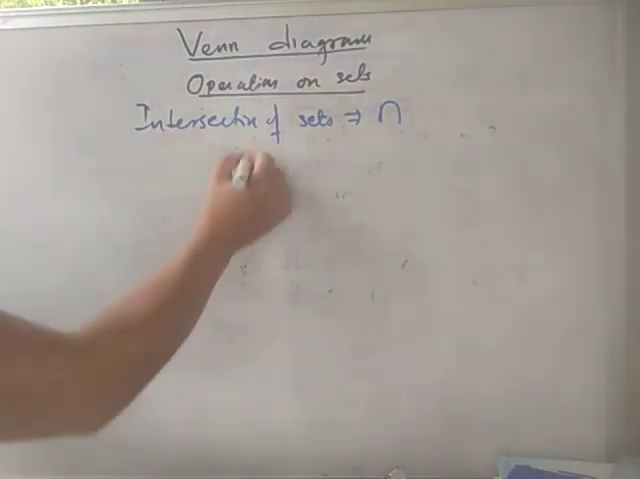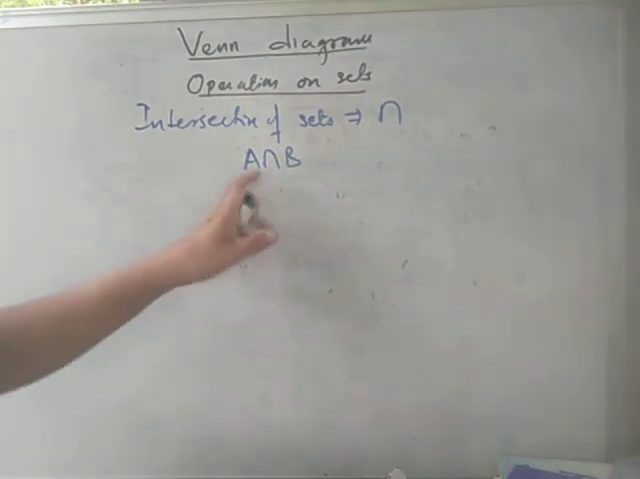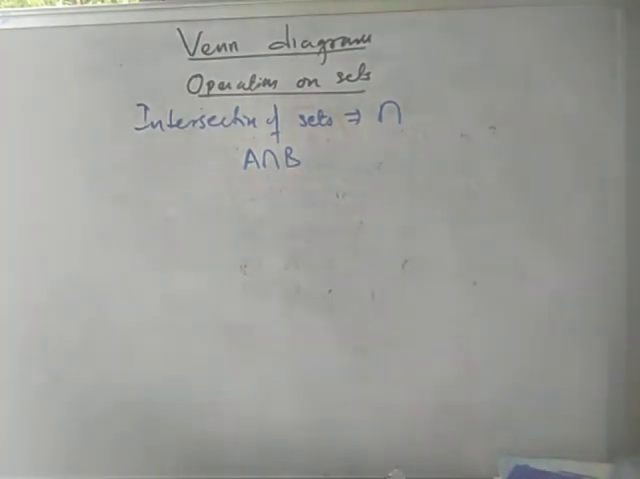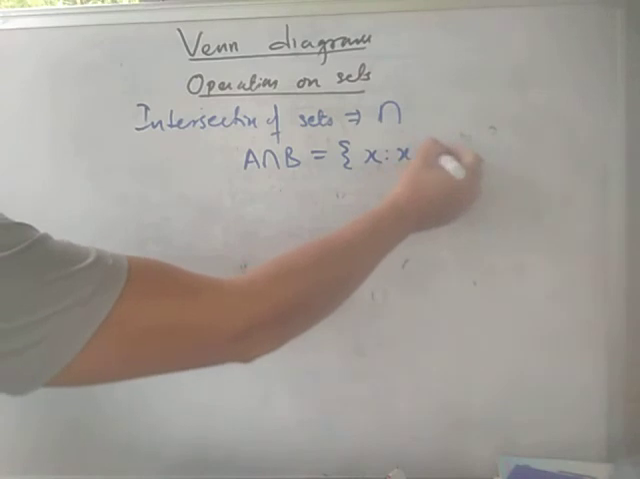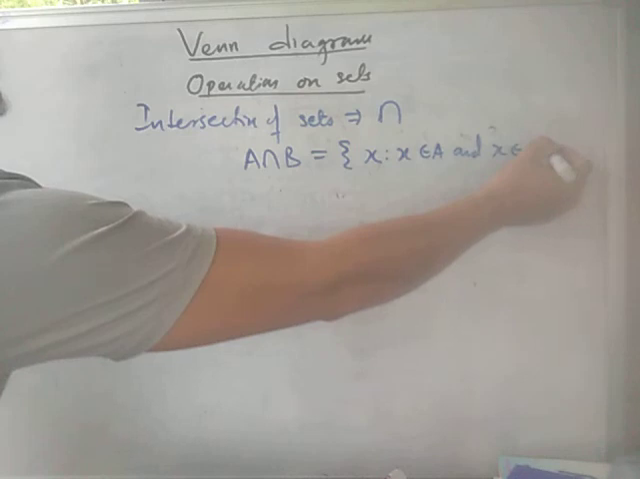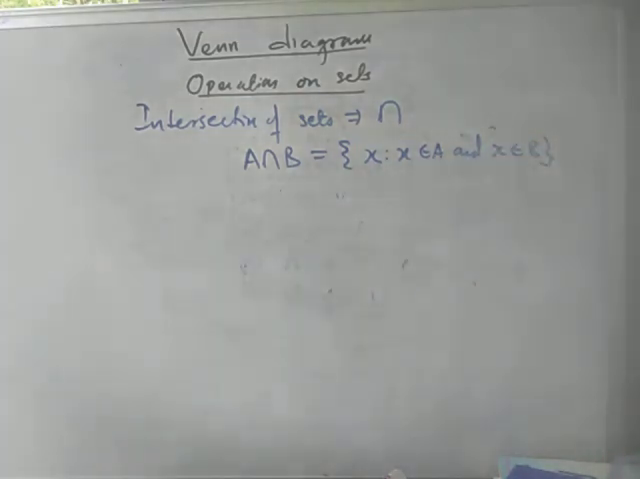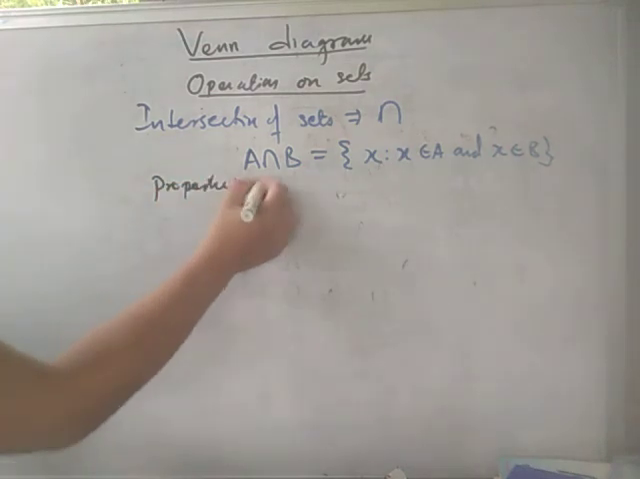If I write A intersection B, we read it as A intersection B. That means those elements, you have to write those elements. This is the set of x such that x belongs to A and x belongs to B. Clear? This set is your A intersection B. There are examples, you just go through it. Now next, write down properties of intersection.